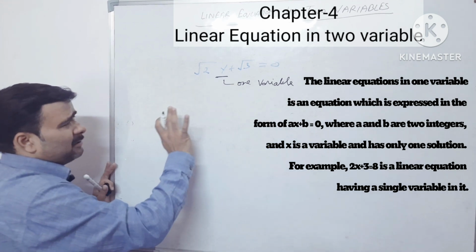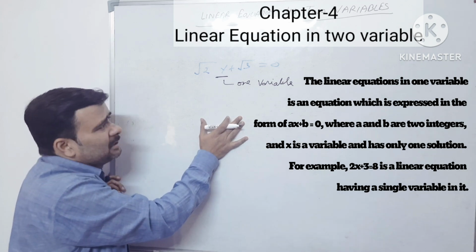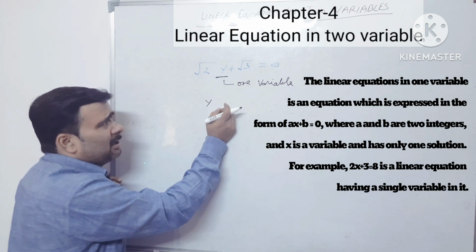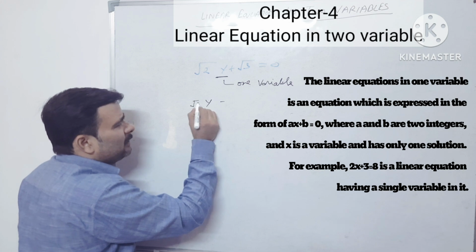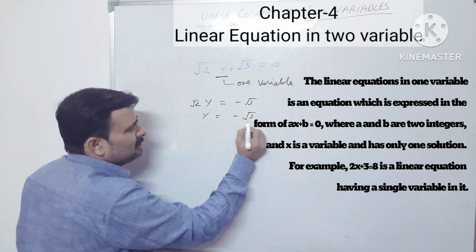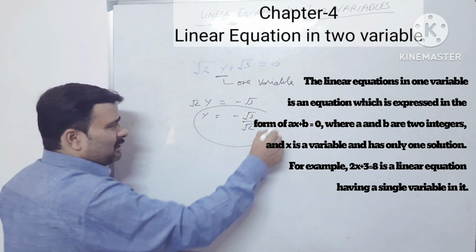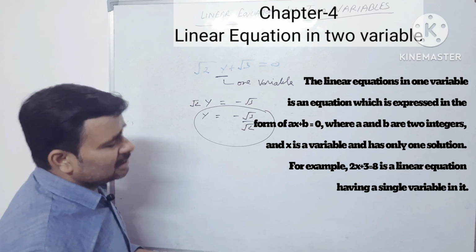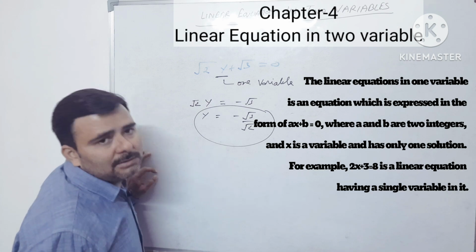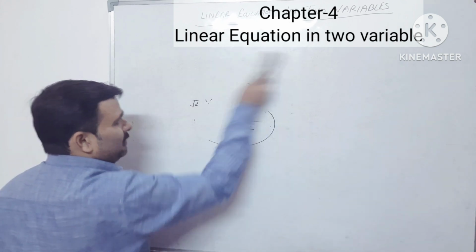In such equations we have a unique solution, means y has only one value. That will be root 2y is equal to minus root 3, and y is equal to minus root 3 upon root 2. So we can say that an equation having one variable has a unique solution, that will be one and only one solution. Now we will move on to linear equations having two variables.